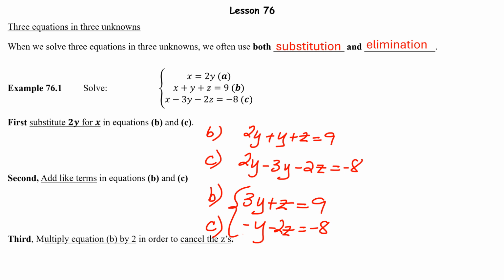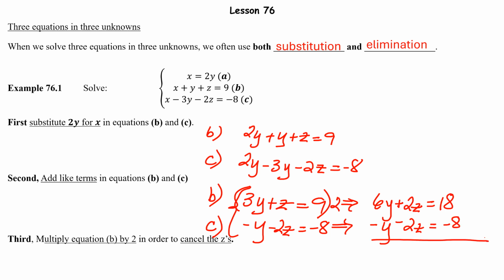So there's several things I could do here, but what I'm going to do is multiply equation B by 2 in order to cancel the z's. So I'm going to multiply this equation by 2, and that's going to give me 6y plus 2z is equal to 18. And this equation is not going to change. It's negative y minus 2z equals negative 8. So when I add the 2 equations together, the z's are going to cancel, and I'll just have 5y is equal to 10, and therefore y is going to equal 2.